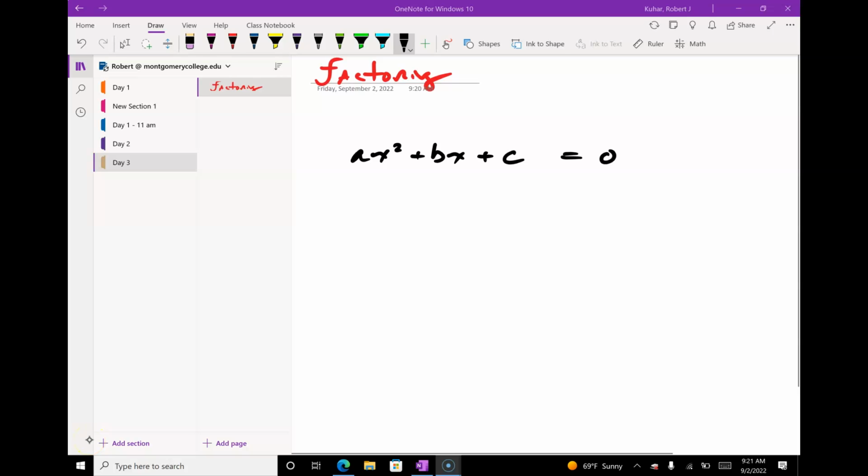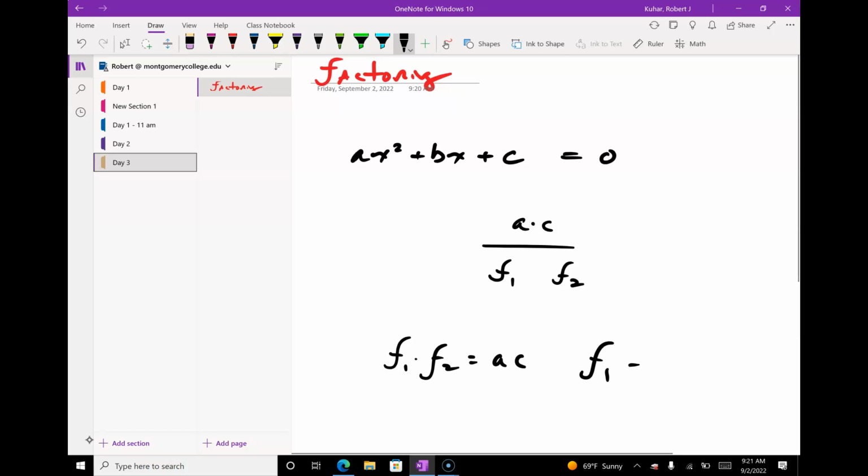Right. So if you remember on this one, I've got an a times c, right? And then I find the factors of a times c that add up to b, right? So f1 times f2 equals ac, and f1 plus f2 equals b, right?